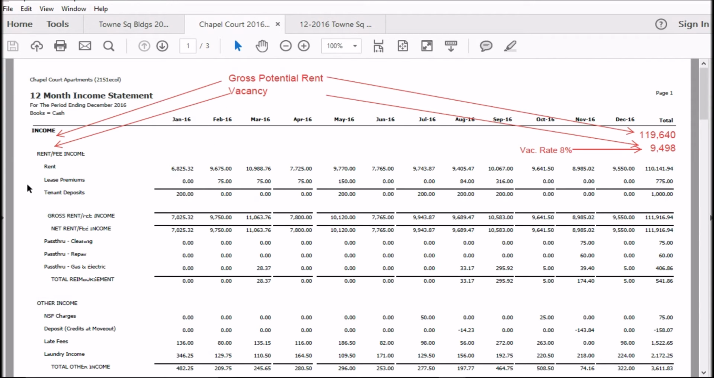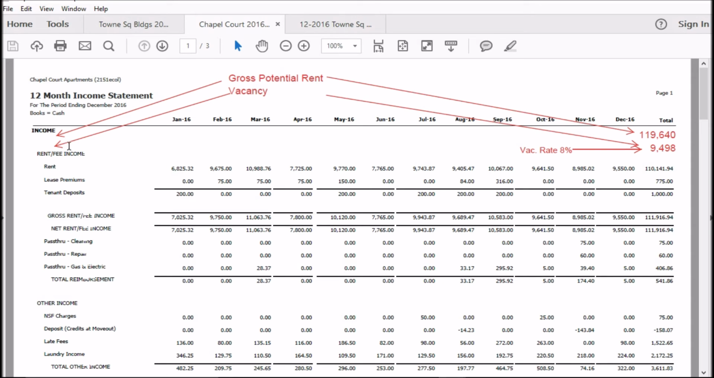And so on this one, like I said, you get a net collected rent right here, which is an actual collection. Okay, to get your gross potential, like I said, you need to get the rent roll and add that up. I'm not going to show you the rent roll for this one, but I am going to give you the total. The total was actually $119,640. That was my gross potential rent, and I got that from the rent roll.